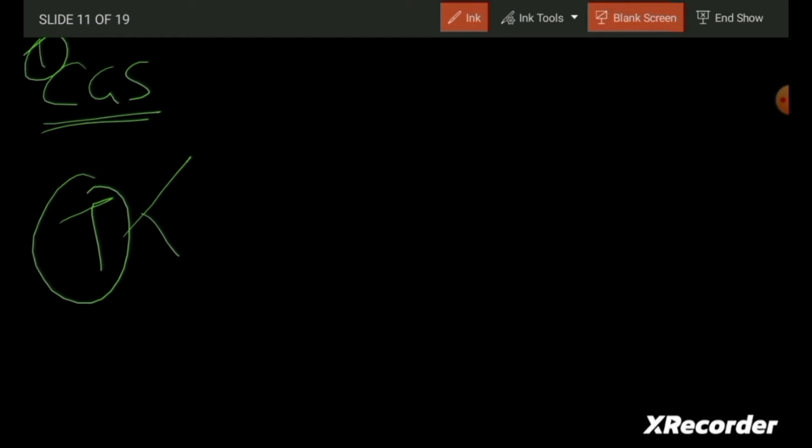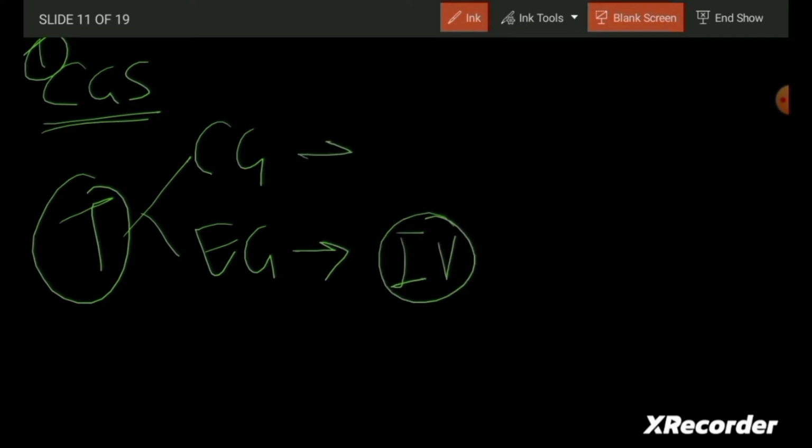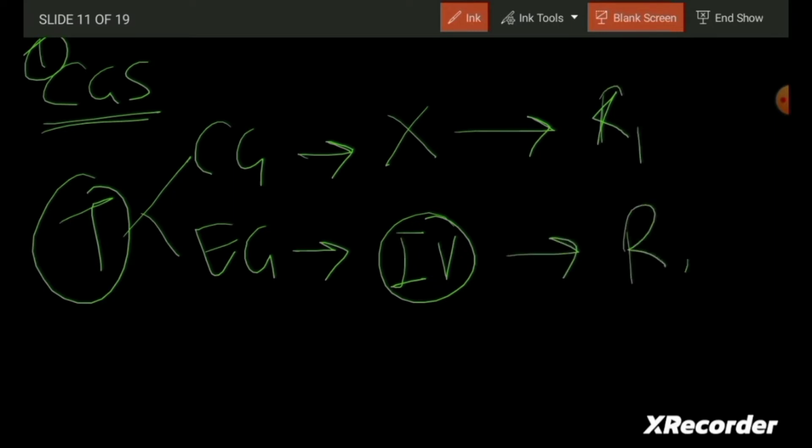So now, I'll start with the control group strategy. The first strategy. In here, we take the whole group of our subjects and we divide them into two groups, the control group and the experimental group. In the experimental group, we introduce the independent variable, or IV, whereas in the control group, we do not introduce any independent variable. Let's say the control group gives the result R1, whereas the experimental group gives the result R2.